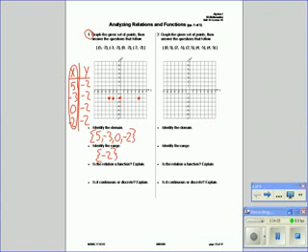Then it asks, is the relation a function? And explain. You say yes. Why yes? Because the points don't repeat. The x's do not repeat. So yes, it is a function, because the x values do not repeat.